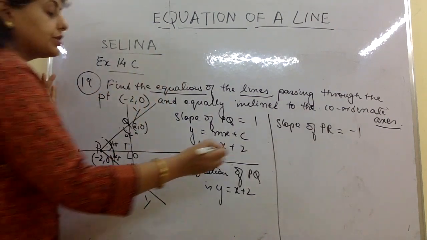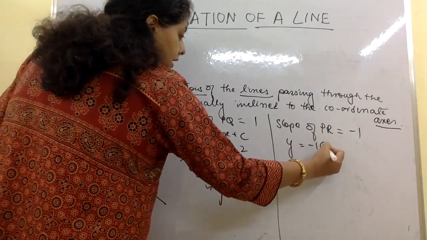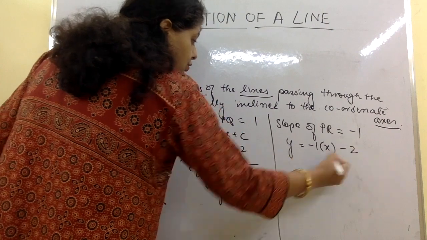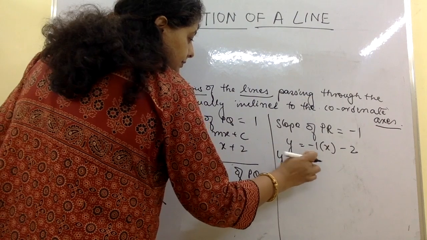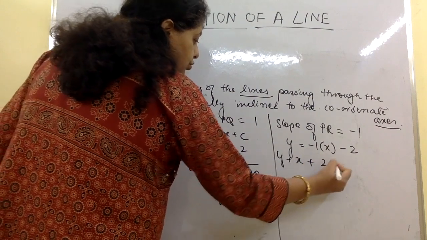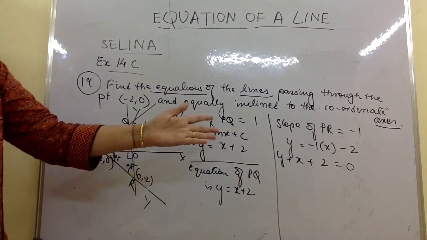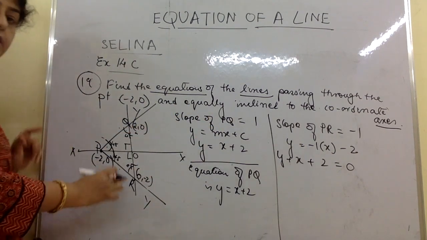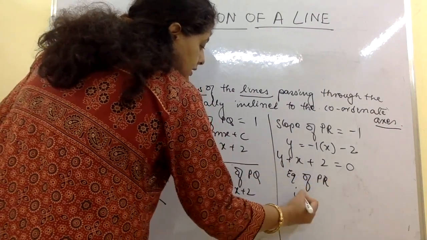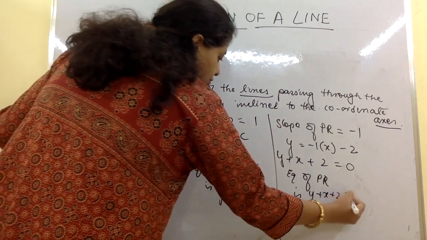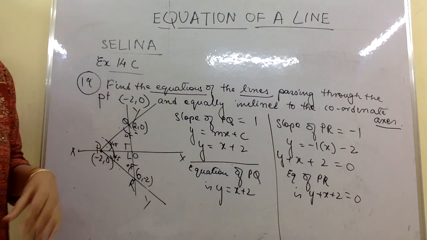So I'll put it here. y is equal to mx - 2, which is y plus x plus 2 is equal to 0. So that is my next equation. This is the equation of PR. The equation of PR is y plus x plus 2 is equal to 0. So these are the equations of the two lines.